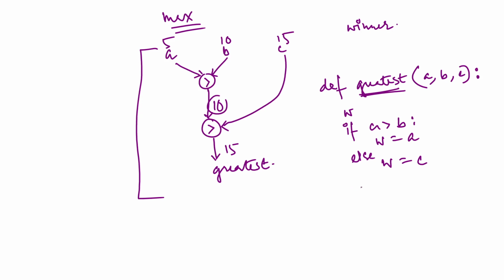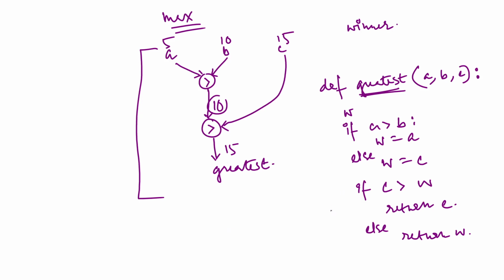Next, we will have the next series of matches with C, right? So if C is greater than W, then you can just say return C, because clearly C is the winner, because C wins against the winner of the previous 2, right? Else return W. Okay, so this is one way of doing it.